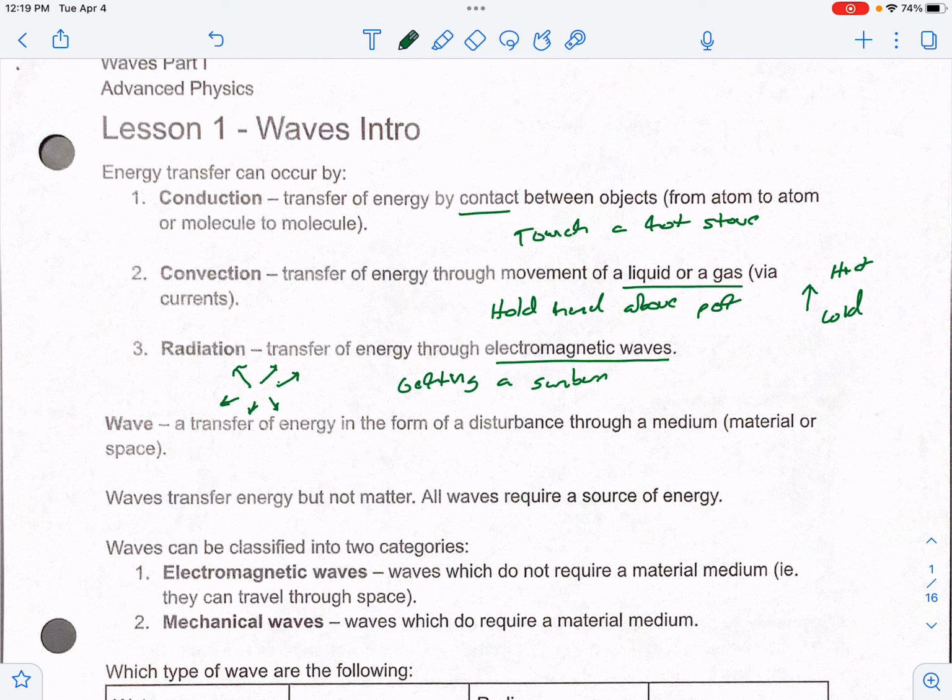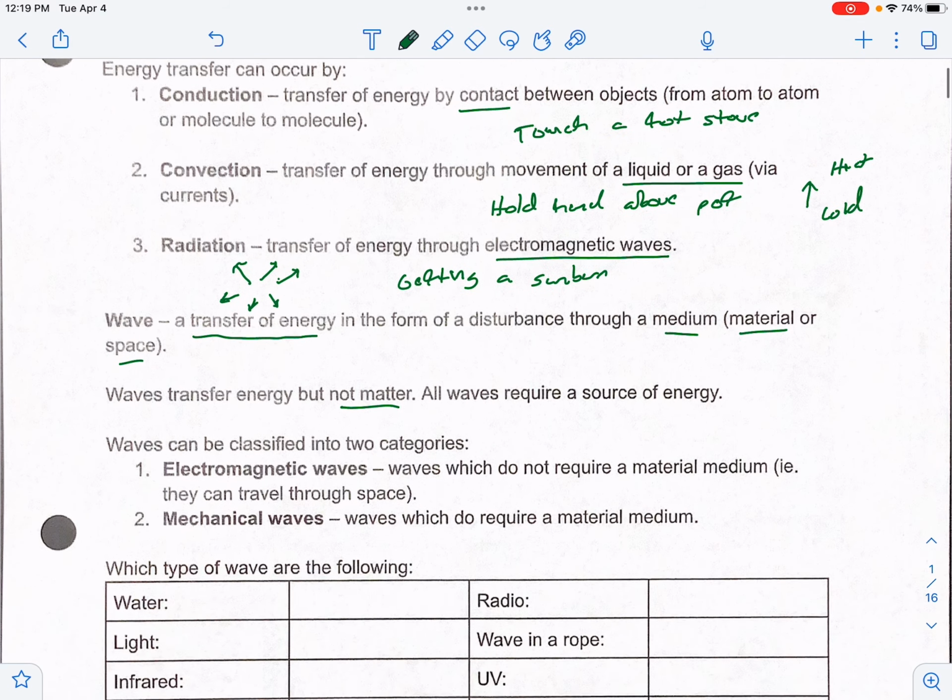Now, an actual wave is the transfer of energy in the form of a disturbance through a medium. What it means by medium is you can have either material or nothing, but it has to go through something, so it's either going to have material or it's going to be nothing, like in space. Waves transfer energy, but not matter. The matter is not actually moving, it's just the energy moving from one thing to the next. And all waves require a source of energy.